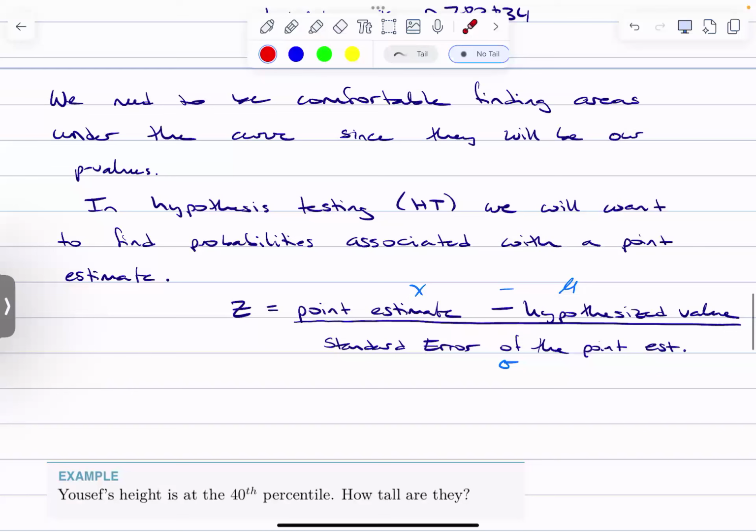So we need to be comfortable finding areas under the curve, because that's going to help us find our p-values. Then in confidence intervals, if I want to build a 90% confidence interval, how many standard deviations, or later standard errors, will I need to move out to capture the central 90%? In those scenarios, we need to work backwards. I have an area under the curve and I want to find what Z makes that happen.